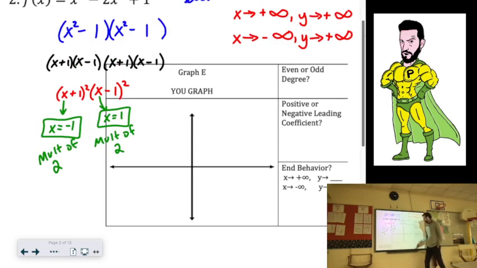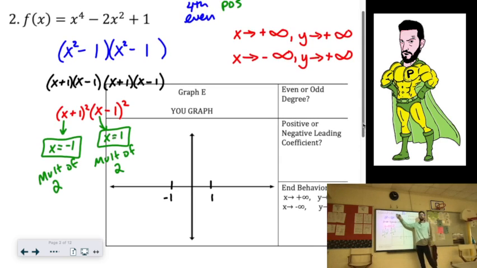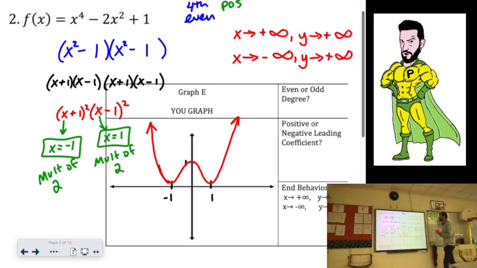It's going to cross at -1 and +1. Here's -1, here's +1. You could also say, if you look at the original problem, this +1 at the end is like our y-intercept. So it's technically going to cross at +1 as well. It's even and it's positive, which means it's going to look kind of like a W in this case. So it's going to start from the top, hit -1, and then start changing directions, going back up, and it'll hit +1 and kind of do the same thing. So that's about as good as I can get it.